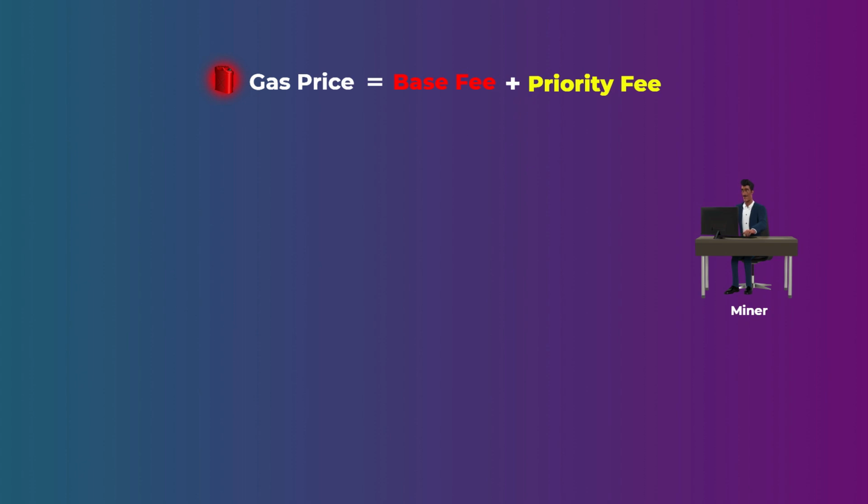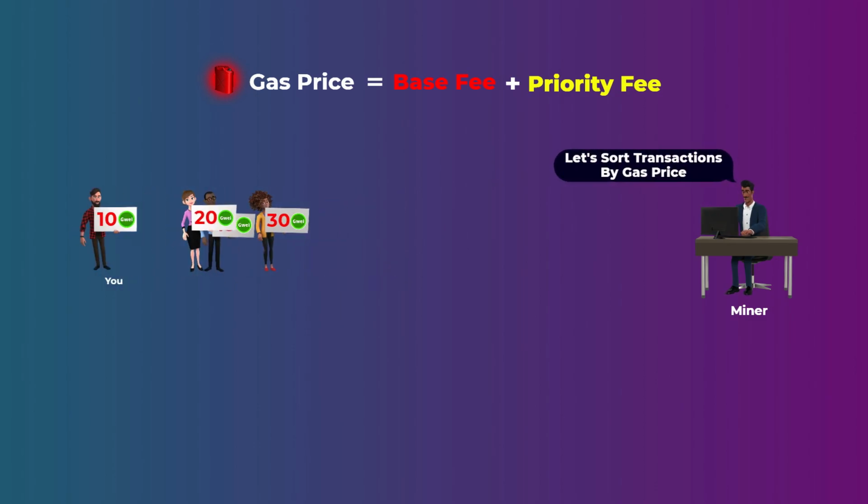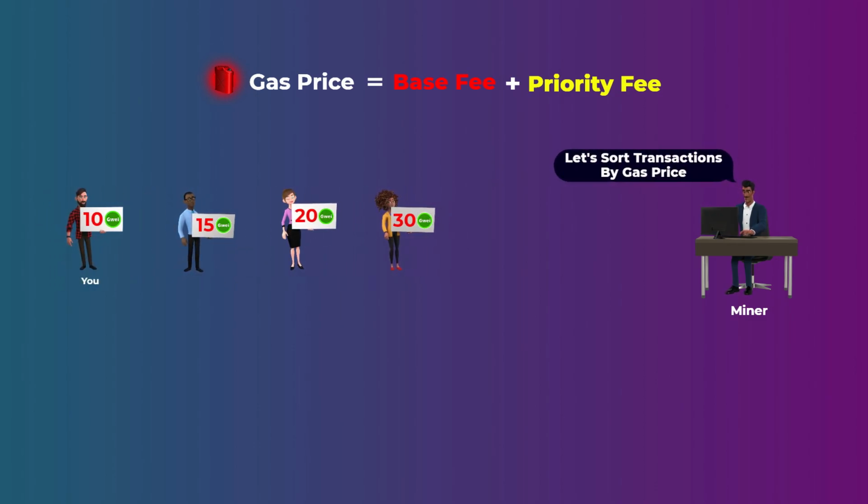A very important point here is that the base fee doesn't go to the miner, it gets burned or destroyed. The miner currently only takes the priority fee. So when the miner chooses which transactions he will include in the block, how do you think he will choose? Well, the miner always will sort transactions by gas price and then process transactions with the highest gas price first.